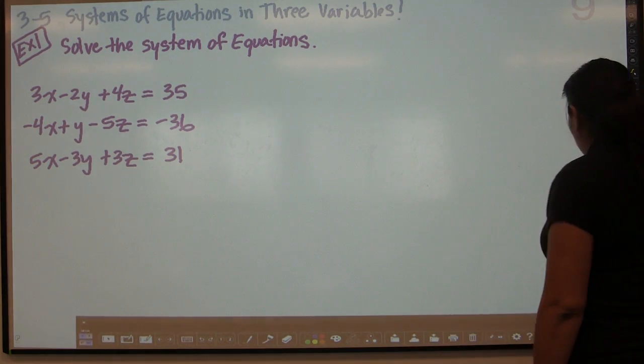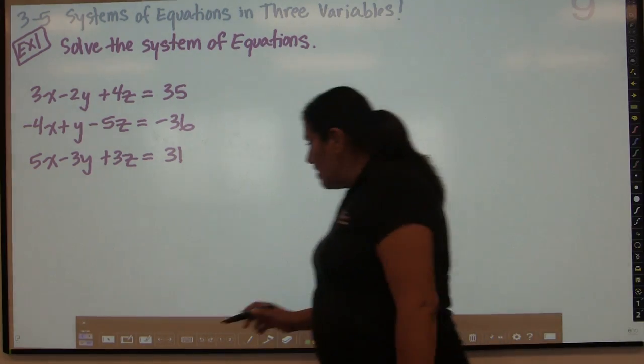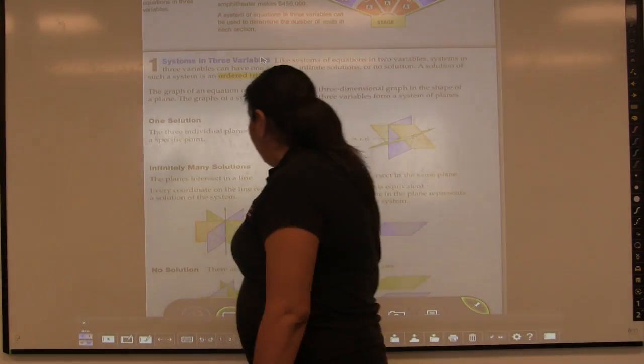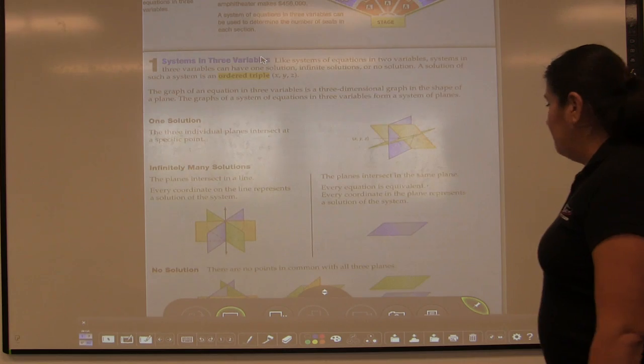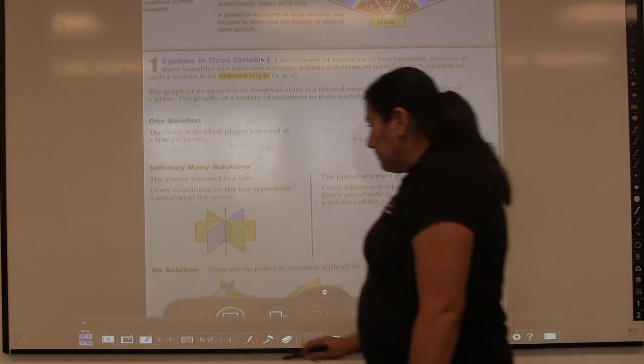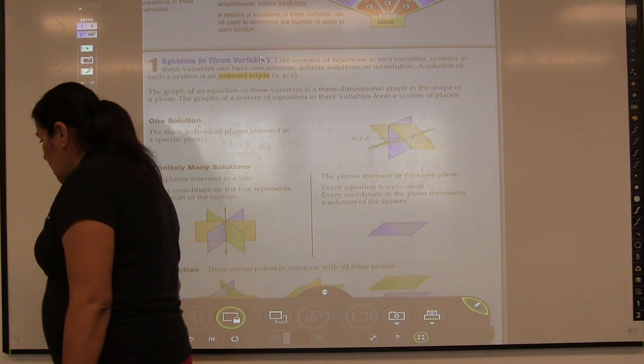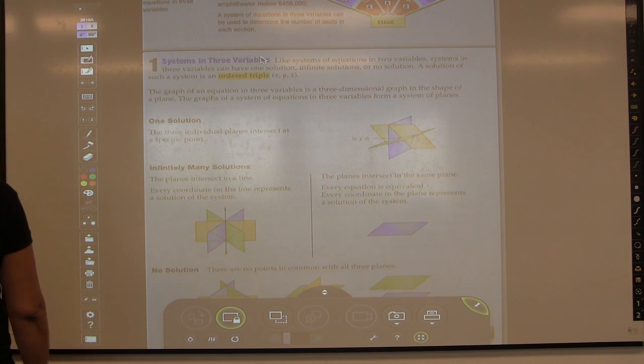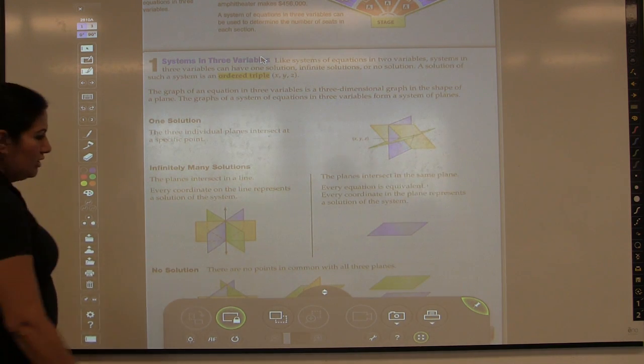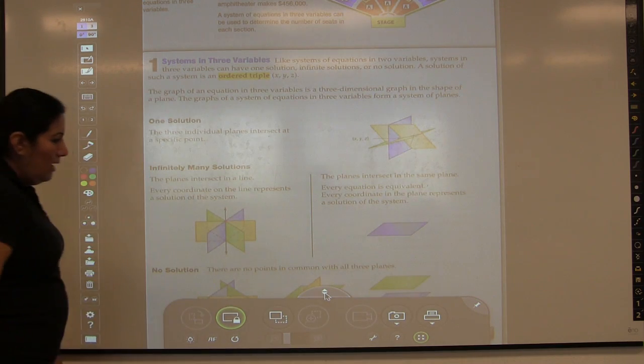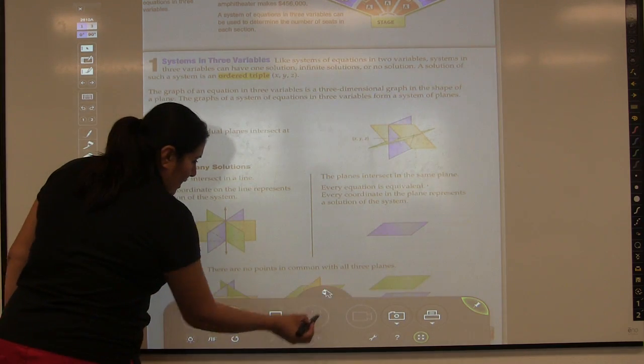But before we get to that, I wanted to show you something that I refuse to graph myself because it's just too crazy. And so in your textbook, on page 161, if you care to look at it, you have a couple of diagrams.